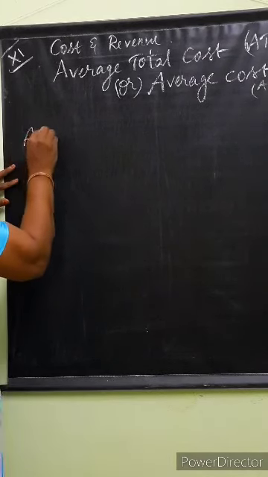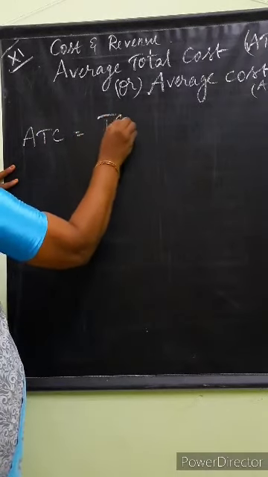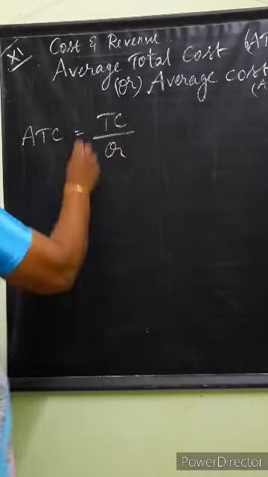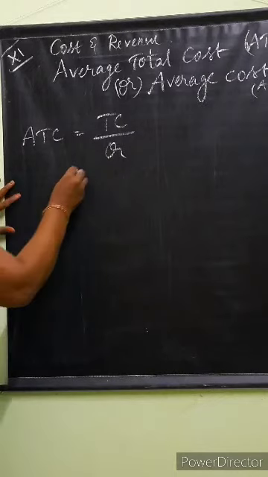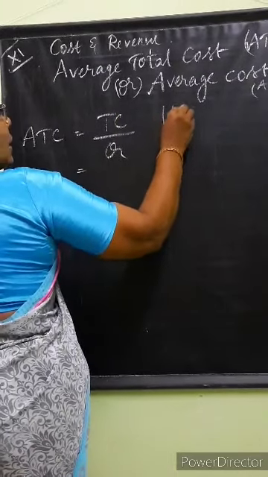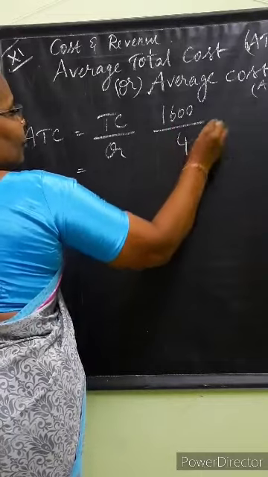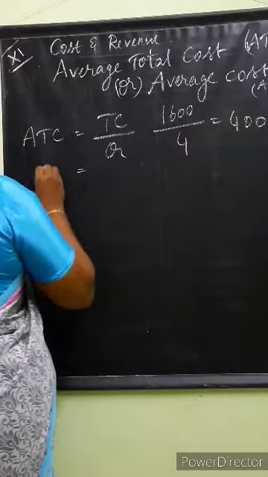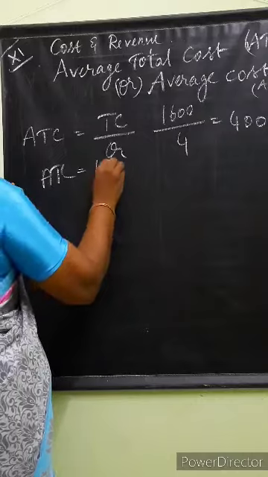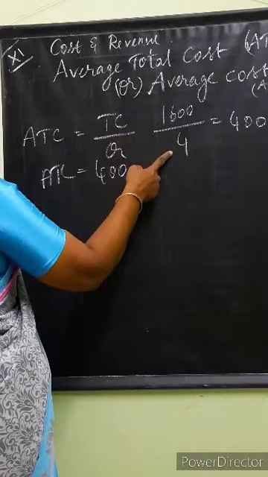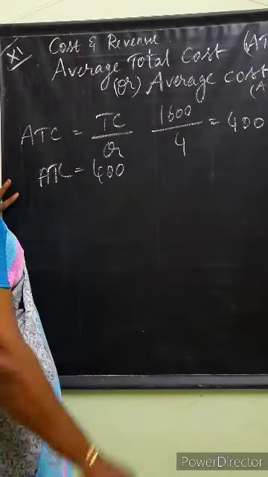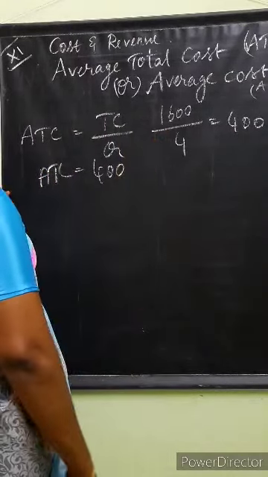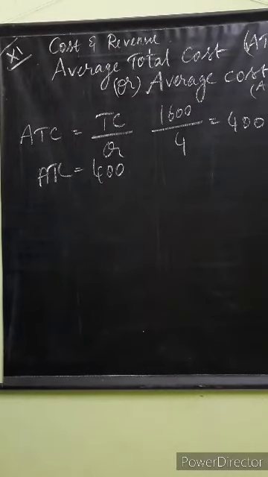Already I told you, ATC is given by TC by Q, isn't it? Total cost divided by the quantity, we will get the average total cost. For example, if the total cost is 1600 and the quantity produced is 400, then 400 is the average total cost. The total cost divided by the quantity produced, we will get average total cost. Average means total by number of items. Will you be able to understand, girls?